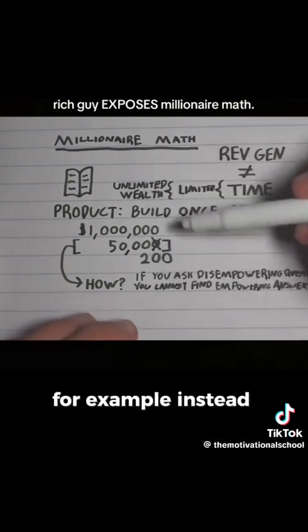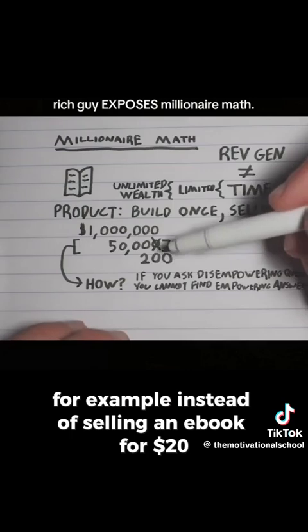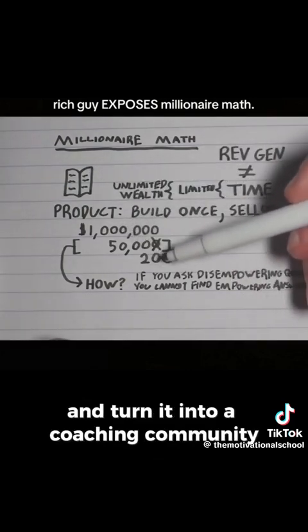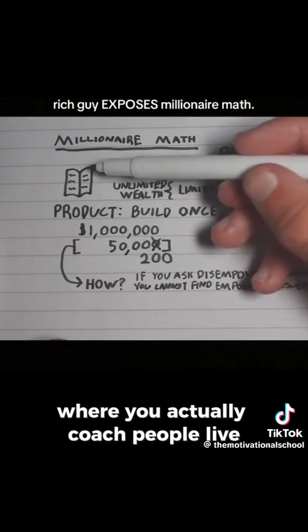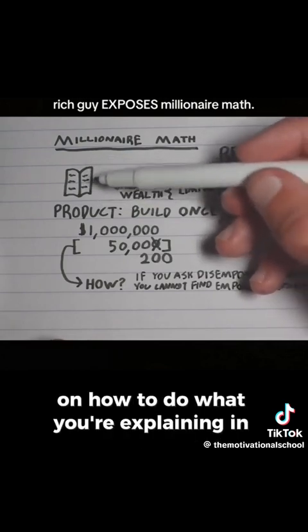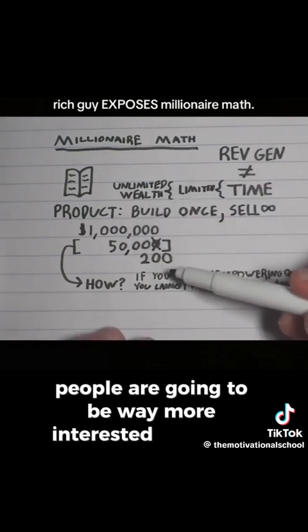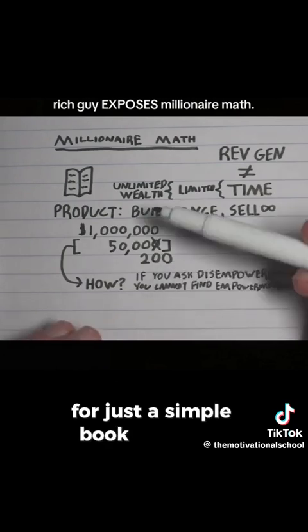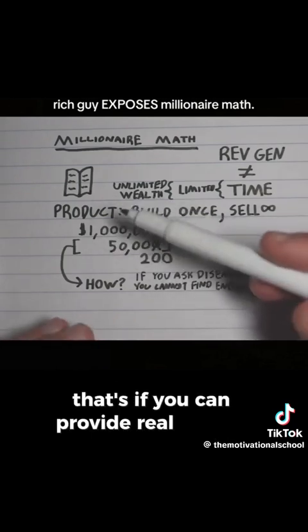For example, instead of selling an ebook for $20, you could take the information in your ebook and turn it into a coaching community where you actually coach people live on how to do what you're explaining in your book. People are going to be way more interested in paying you $200 than $20 for just a simple book. Obviously, that's if you can provide real results to them.